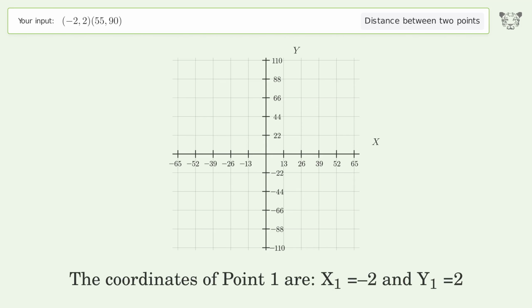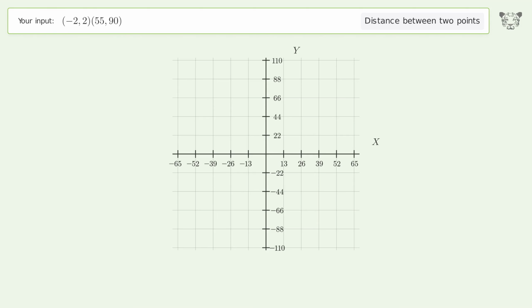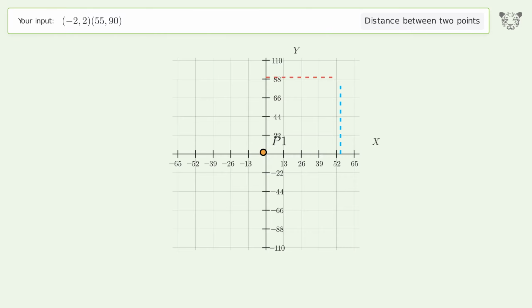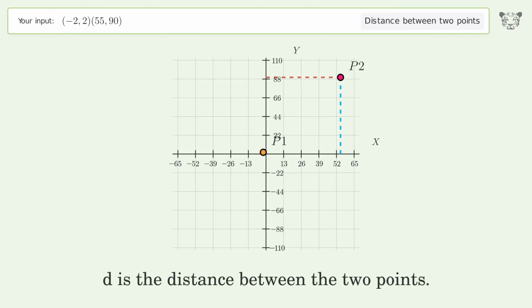The coordinates of point 1 are x1 equals -2 and y1 equals 2. The coordinates of point 2 are x2 equals 55 and y2 equals 90. D is the distance between the 2 points.